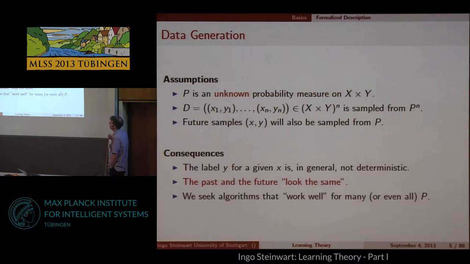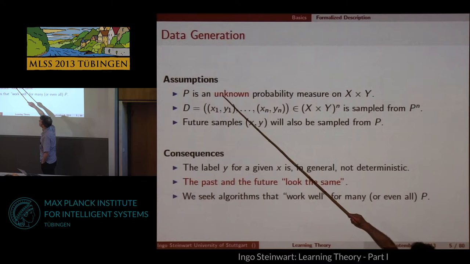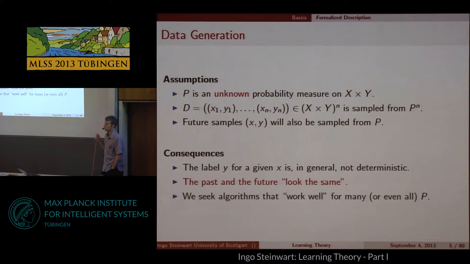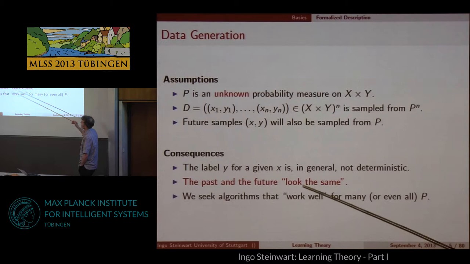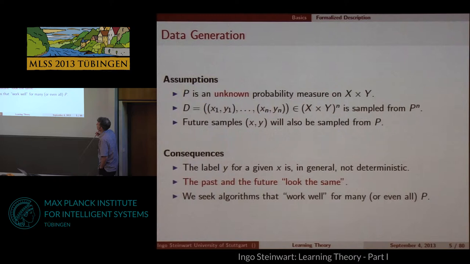And what we also have here, which I mentioned only very briefly at the beginning, is that P is unknown. If we knew P, we could solve the problem very easily, but P is unknown. And because we usually assume that P is completely unknown, unlike in parametric statistics, we seek learning algorithms that work well for many or even all distributions P we can think of. And what we mean by works well, this is what we have to describe now.